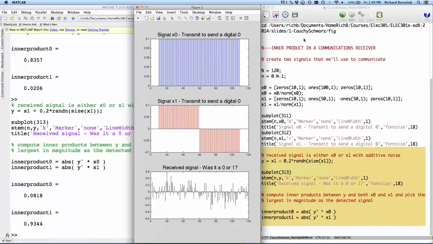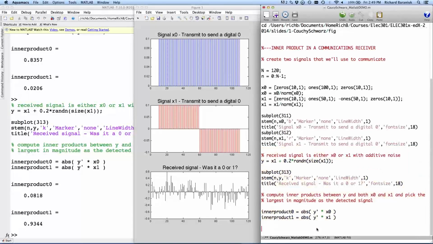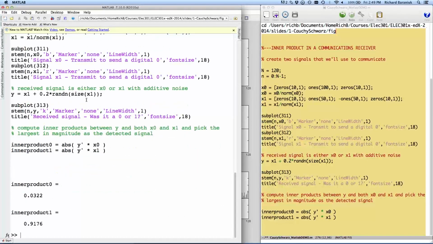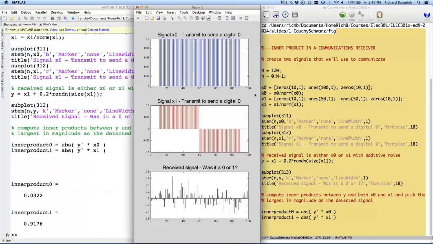So now we can perform this experiment repeatedly. And basically, just by watching these numbers here, you can see that the 1-bit is always going to be victorious, because we selected y as x1 plus the noise.